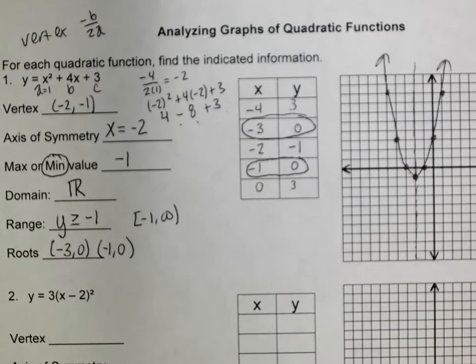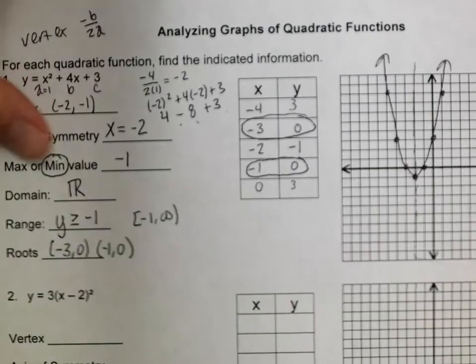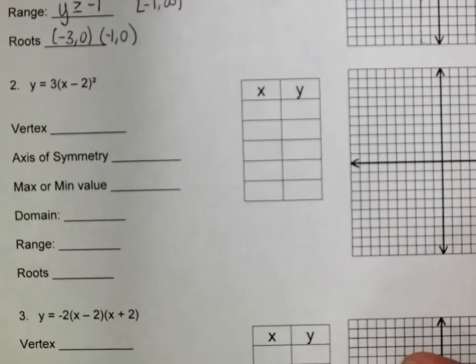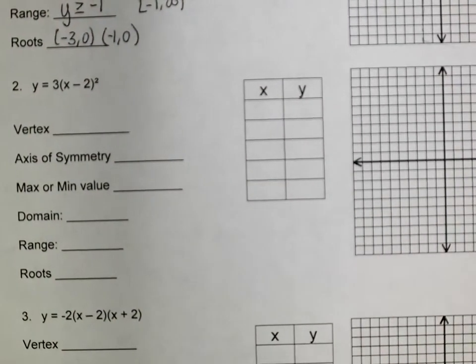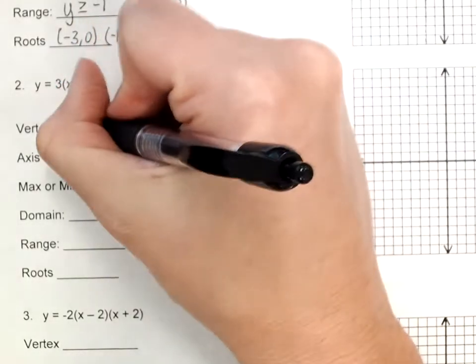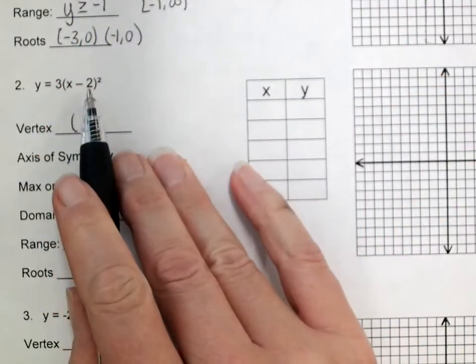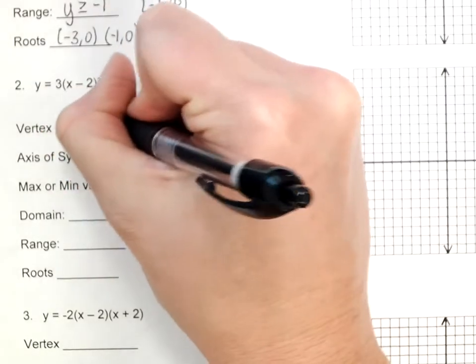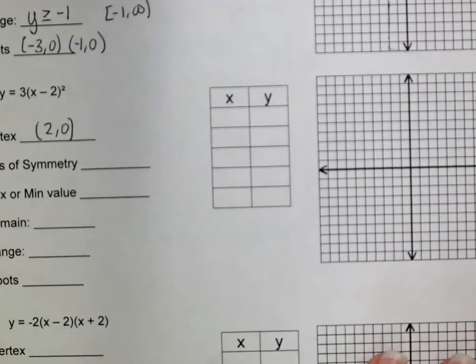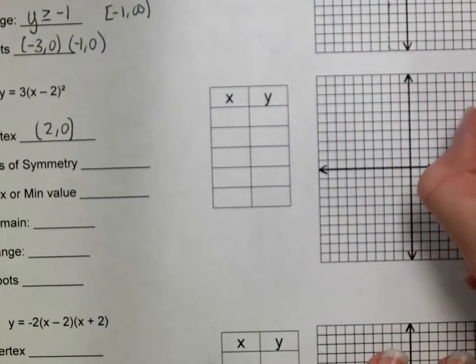Okay? So we started off with kind of the hardest example, looking at question number 2. This equation is in vertex form, so remember I already know what the vertex of this graph is. This tells me it moves right 2, doesn't go up or down, so 2, 0 is going to be your vertex. So that's right here, 2, 0.